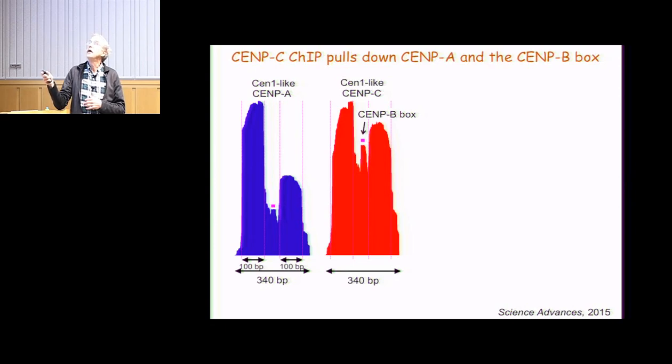But now you can see that the CENP-B box really shows up. It's known that CENP-C interacts not just with CENP-B, but also with CENP-A. So what's happening is it's pulling down the whole complex that's got A, B, and C all together.